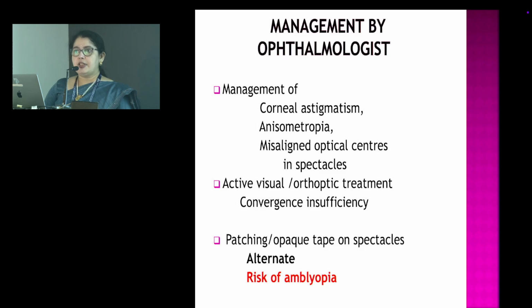If it's convergence insufficiency, give a start on active orthoptic treatment. And of course, diplopia is a very unpleasant symptom. So, patching or the opaque tape on spectacles still is the most important management. But we are dealing with a child, so always remember to patch both eyes alternately.